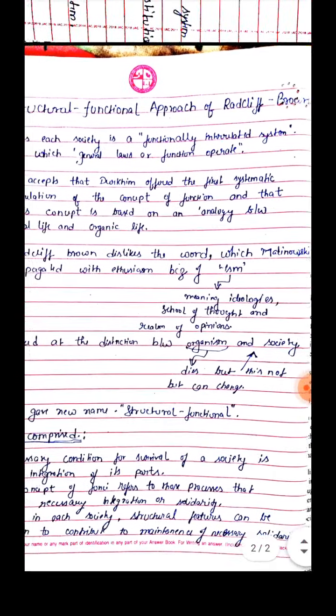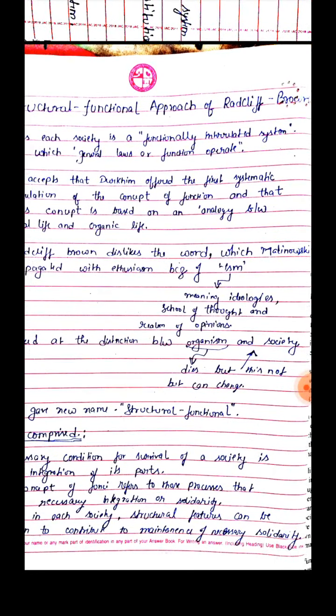The idea of functionalism was given by Emile Durkheim, but the name functionalism exactly was given by Bronislaw Malinowski. Radcliffe Brown disliked the word functionalism because the word consists of ism, and ism means school of thought, ideologies, and realm of opinions, which did not match exactly with the definitions they gave of functionalism.